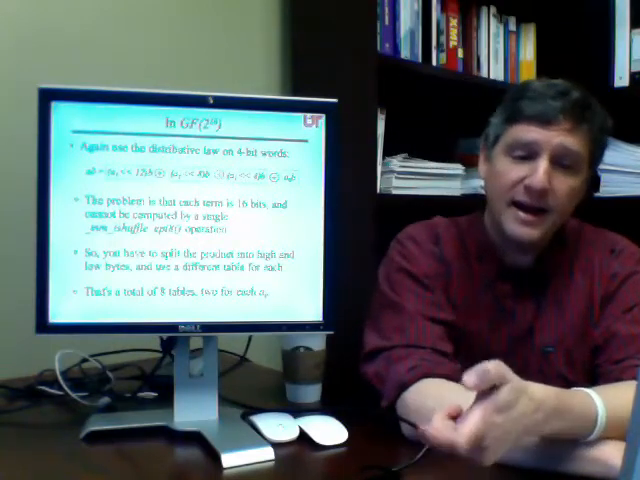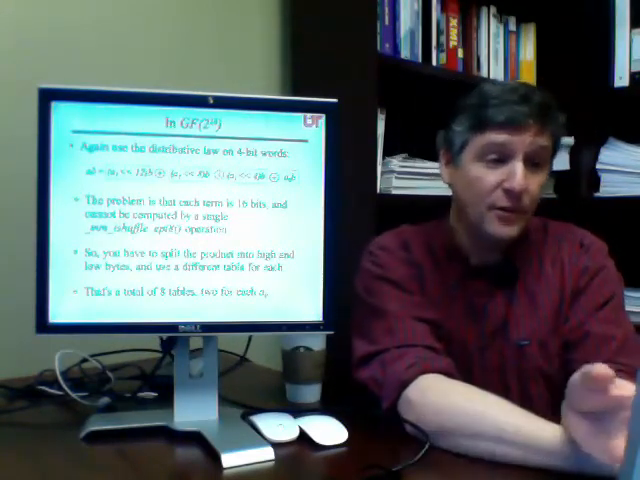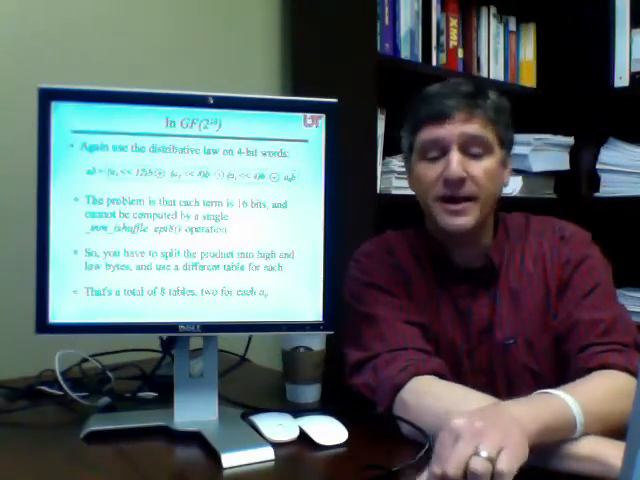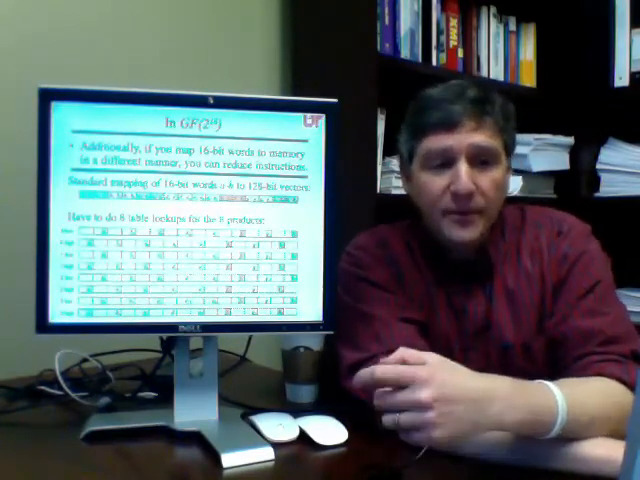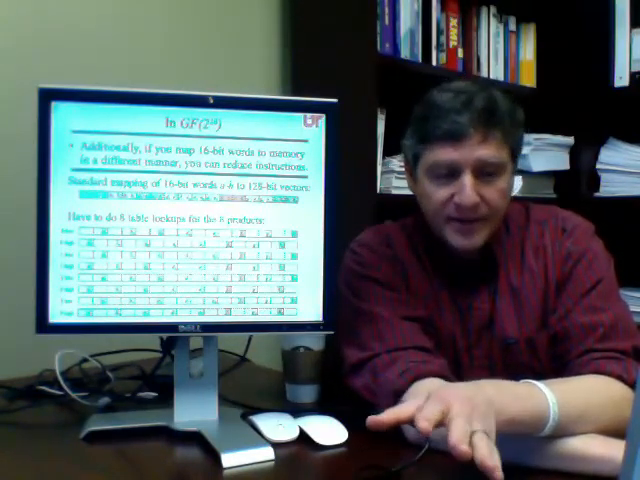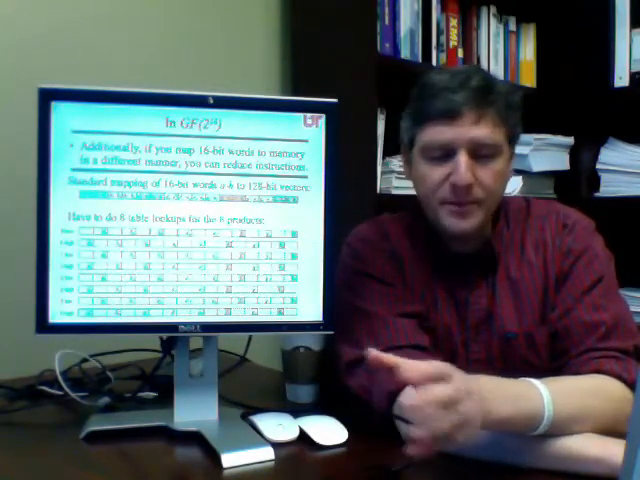One table for the high byte and one table for the low byte. So we got 8 tables: 4 ways of splitting up the word, each product is split into 2. Okay? Now, when you go to implement this, you realize that it's a little bit cumbersome. And I'm going to show this because it leads to representing your words differently so that it works faster.